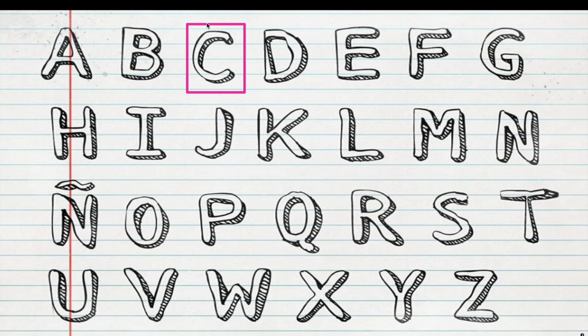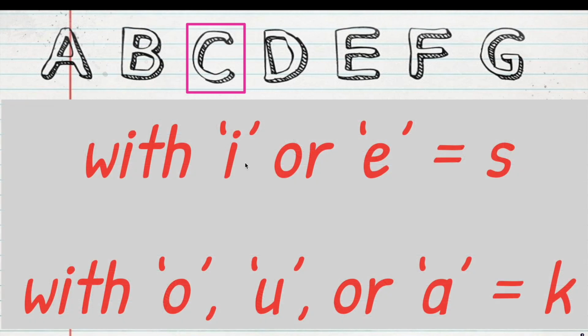Ok, la letra C, su nombre es C, pero cuando está combinado con la letra I o la letra E, hace el sonido, the sound, de un S. So, por ejemplo, cine o cena.